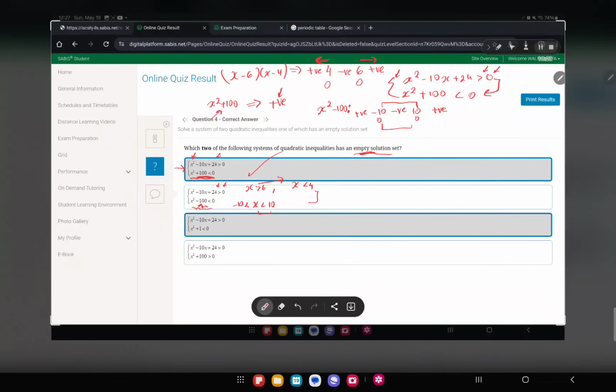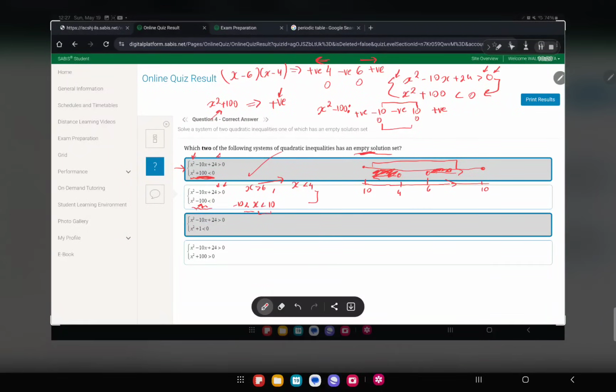If I were to draw this on a number line, I would have 4 here, I would have 6 here. I want all numbers after 6, and then I want all numbers before 4. Then here in between negative 10 and 10. So I would have negative 10 over here and 10 over here. I would draw a line in between them. Does it fit our solution set? Yes, it does. We have some intersecting parts. I'm trying to explain it in the best way I can, and other than this, I don't know how to explain.